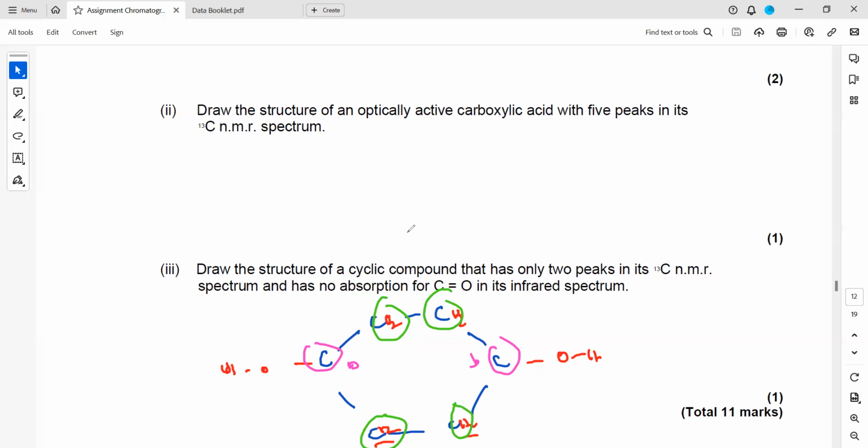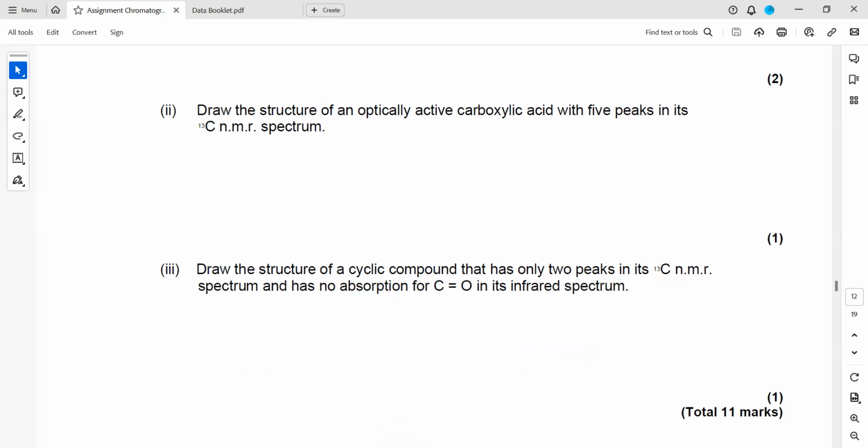When OH groups are attached to opposite sides of the molecule of a cyclic ring, the carbons within the ring are identical. As a result, it will give a single peak because of them. This was page 12, then page 13, part B.